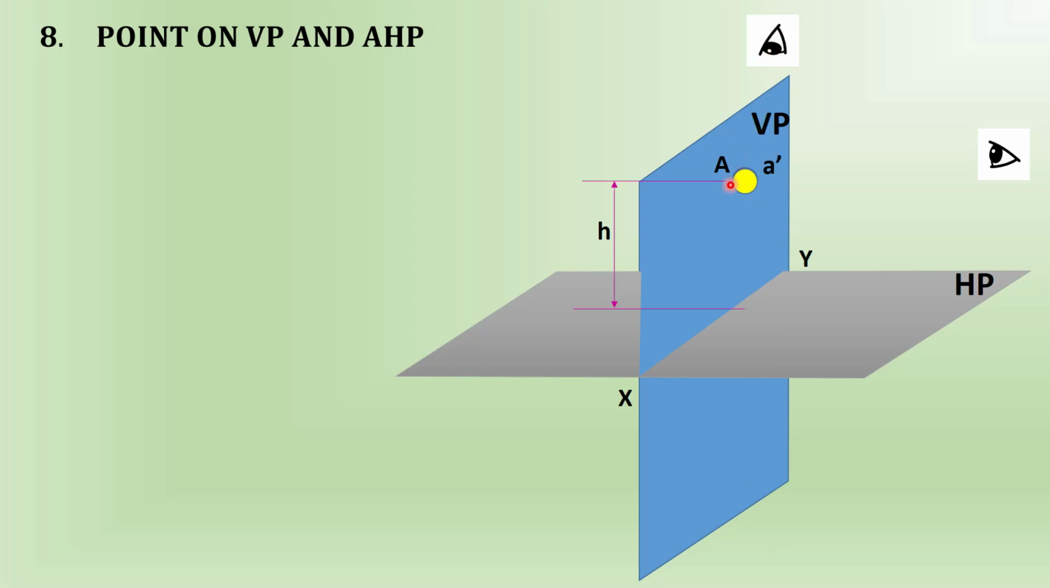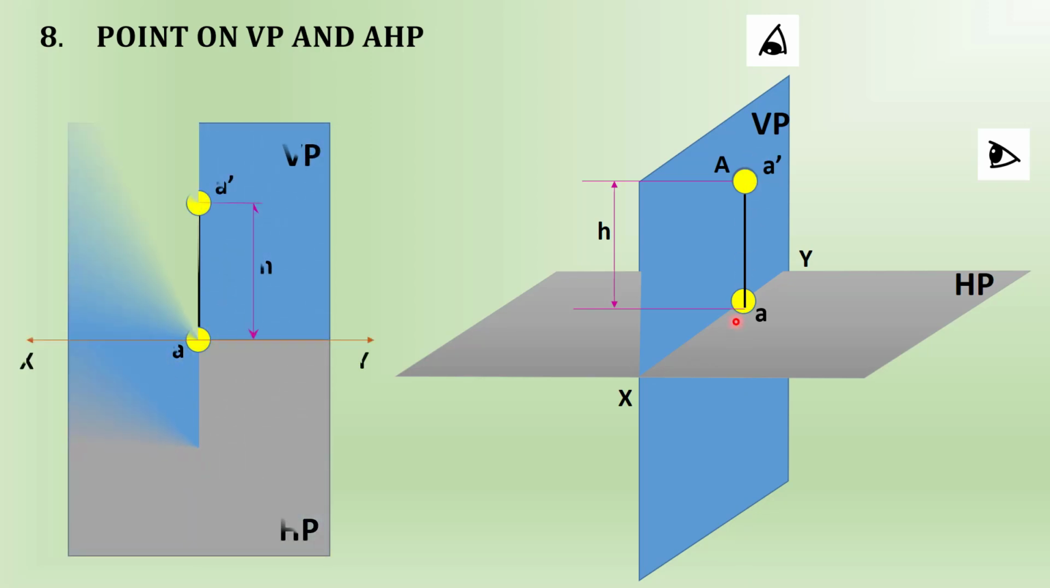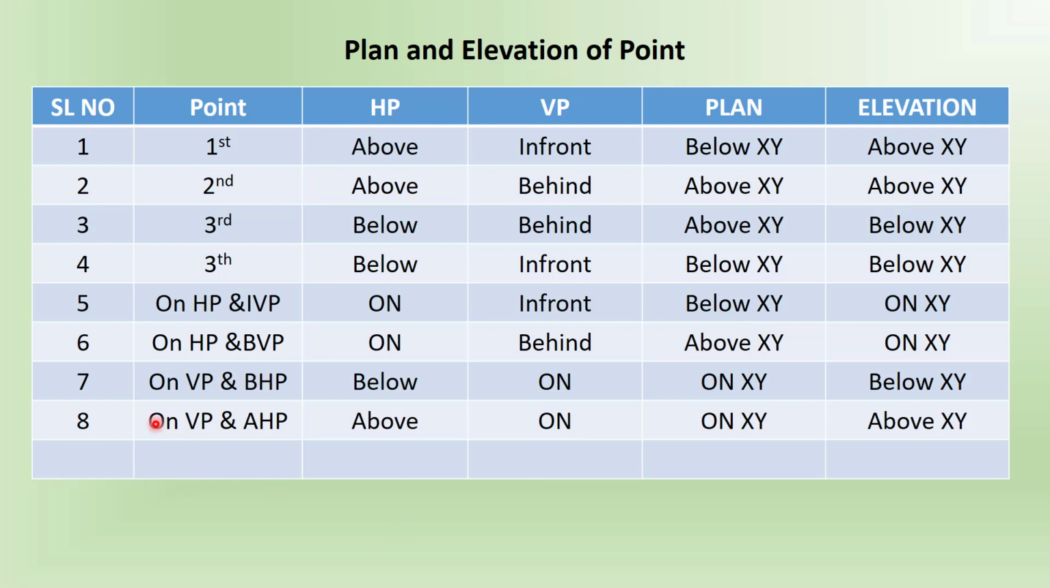Now when you look from the top, that appears to lie on the XY line, right? So here A dash will be above the XY line and A will be on the XY line. So the point is lying on the vertical plane and above the horizontal plane. The plan will be on the XY line and the elevation will be above XY.